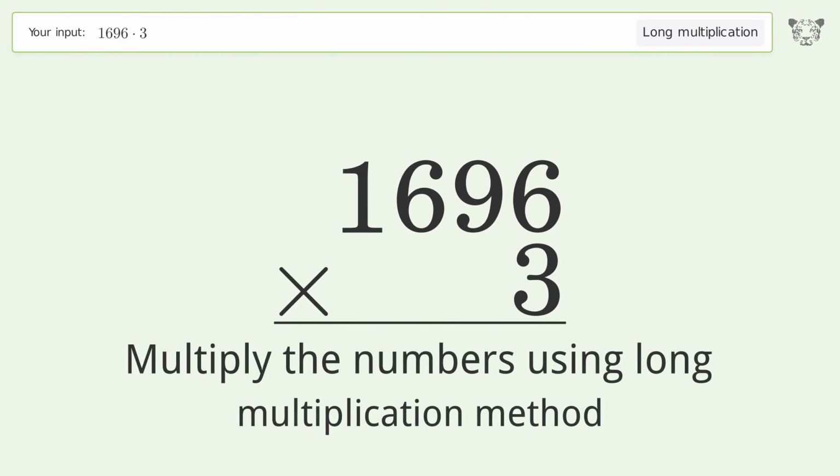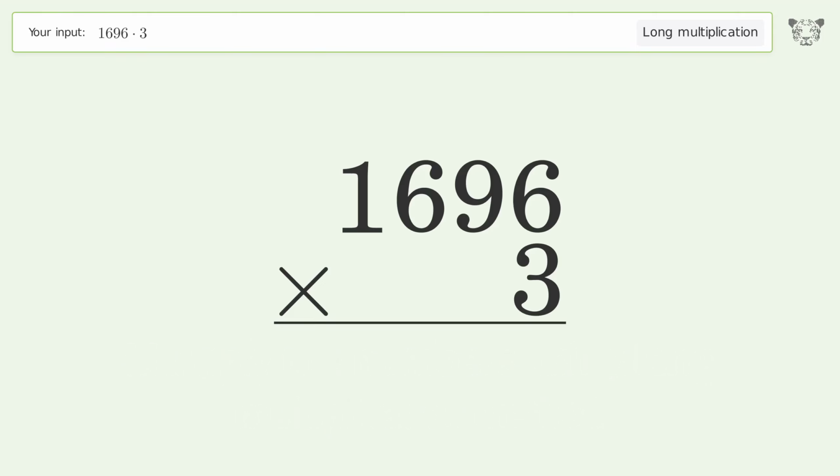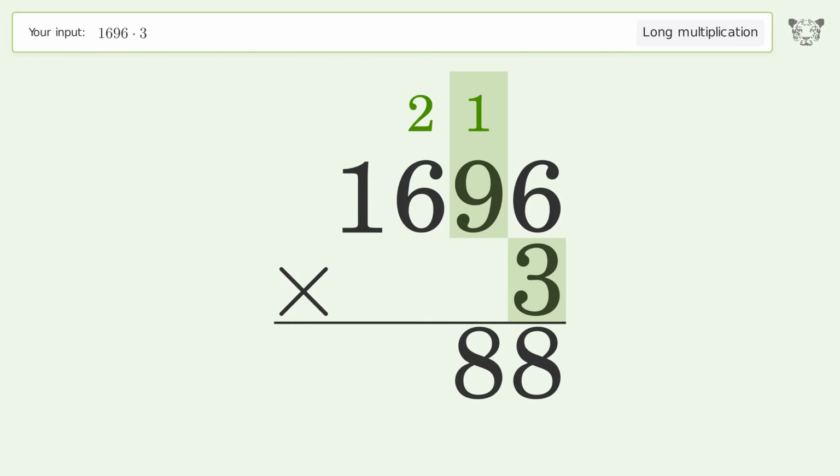Multiply the numbers using long multiplication method. 6 times 3 equals 18. Because the result is greater than 9, carry the 1 to the tens place. 1 plus 9 times 3 equals 28. Because the result is greater than 9, carry the 2 to the hundreds place.